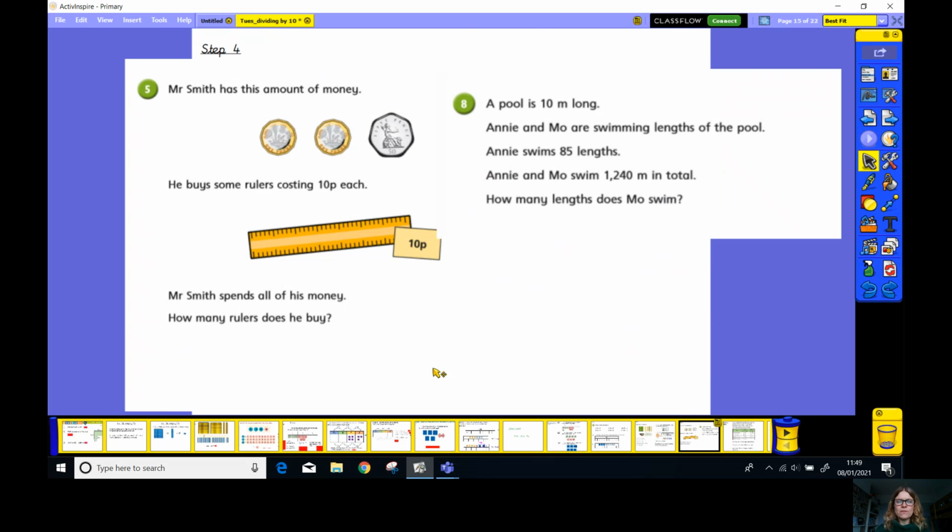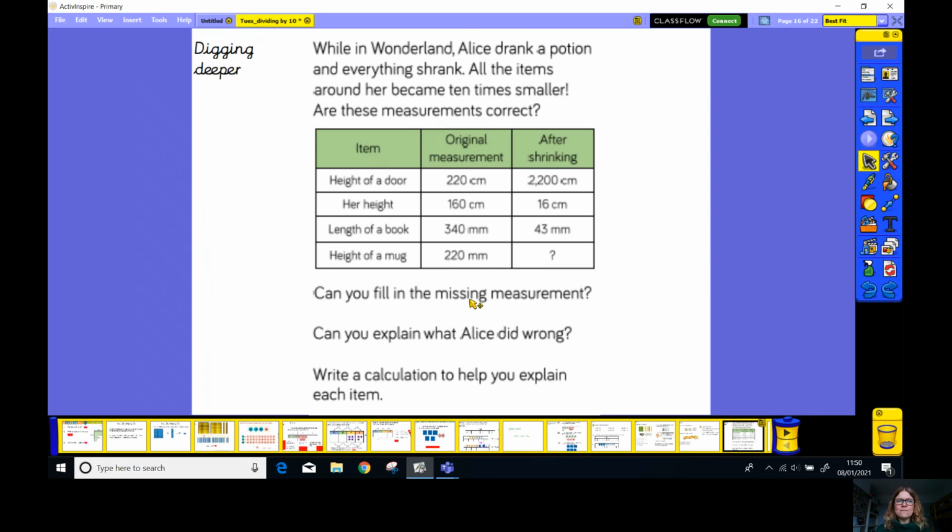Now remember to read them through very carefully. Remember that here we're talking about money. So you might need to do some converting here. And here we're looking at lengths in meters. And remember, if you don't put the value in money, in coins, in pounds and pence, and in meters, you won't get the answer correct. And then finally, a digging deeper. Okay, now read it through very carefully.